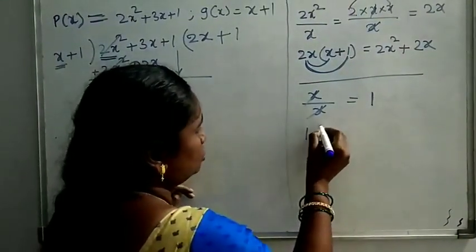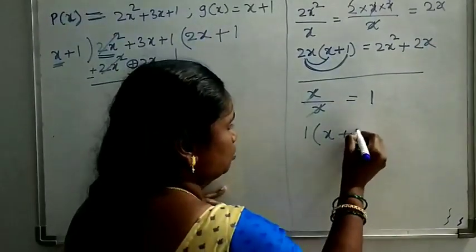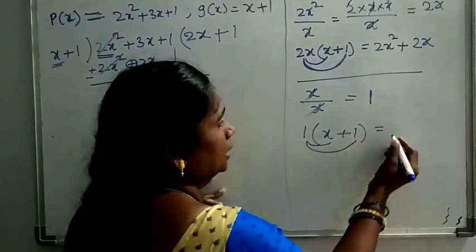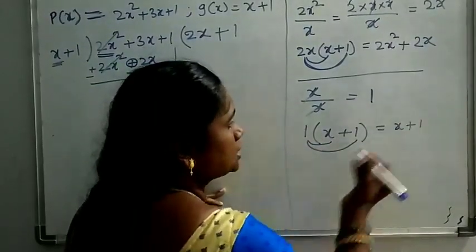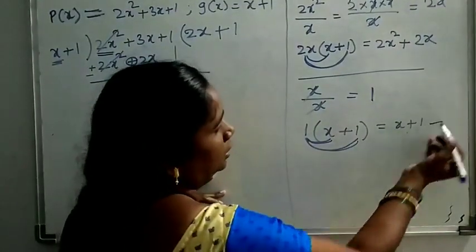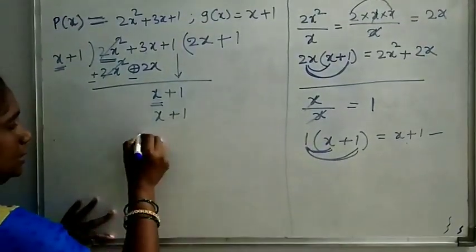So what we have to do? Again this 1 into divisor, x plus 1. 1 into x plus 1. Multiplication of 1 with any number, we will get the same. 1 into x, x. 1 into 1, 1. x plus 1. Now we have to write x plus 1 here.